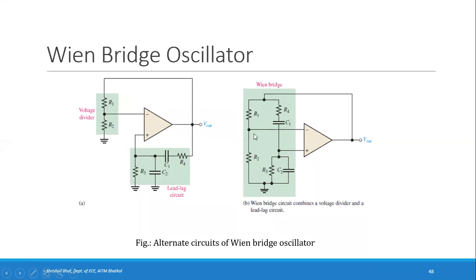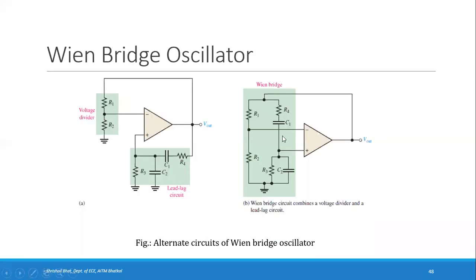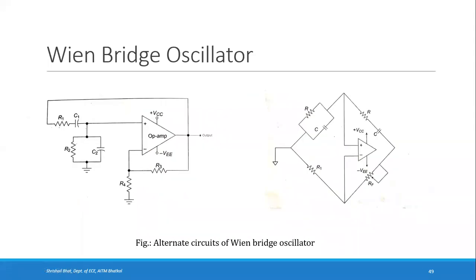Here also there are R1 and R2 forming a voltage divider. R4 and C1 are in series, and R3 and C2 are in parallel. Just the notations are different. You can draw any of these circuits, whichever you are comfortable with. This is another kind of the same circuit. Here also R1 and C1 are in series, R2 and C2 are in parallel.